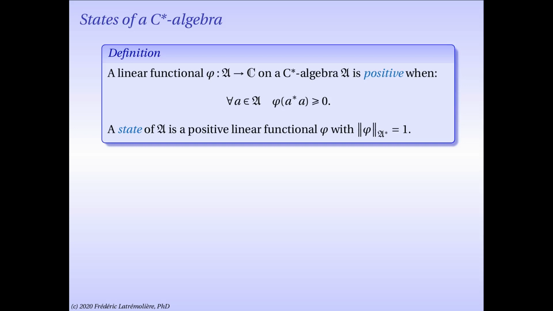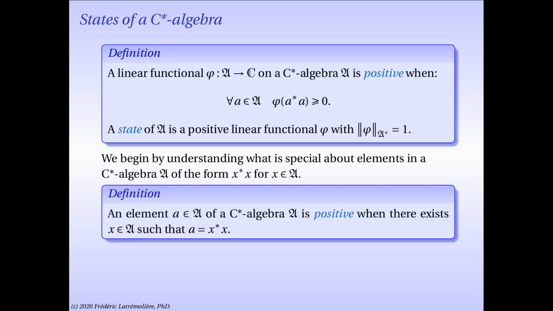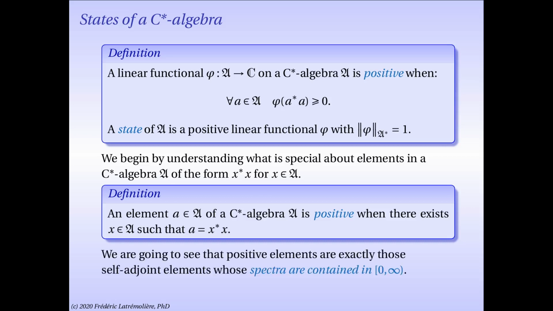Now, the question that you could ask is, what is special about the elements of the form a star a for a an element of a C-star algebra? And we are going to spend this first part of the lecture studying those elements in quite some detail. So first I'm going to give a name to these elements and I'm going to call them positive, which is maybe natural in light of the definition for positive linear functional. But we're going to justify this terminology in hindsight by actually showing that an element of a C-star algebra is positive exactly when its spectrum is contained in the positive half-line and it is self-adjoint.